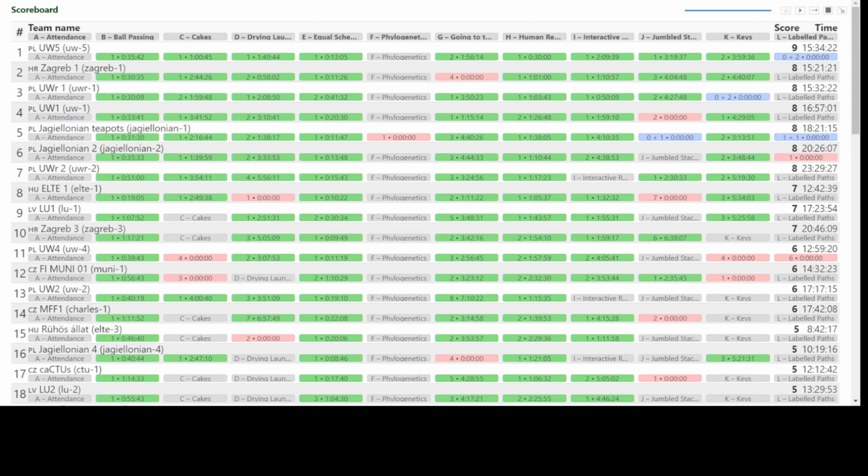We have place 5. We meet Jagiellonian teapots again with an attempt at problem J. 1 attempt. It was correct, and they jumped to second place. With this, place 5 is determined. University of Warsaw 1, please come down to the stage.